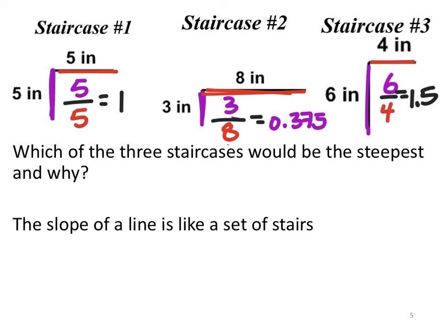It's not just that it goes up 6, but it's that it goes to the right 4 in this case, because if we continue to extend this out, and maybe you said this was 6 inches right there, well, now it no longer is the steepest. It would be tied in steepness with staircase 1. But, of course, it wasn't extended that far. So, as is, it is the steepest.